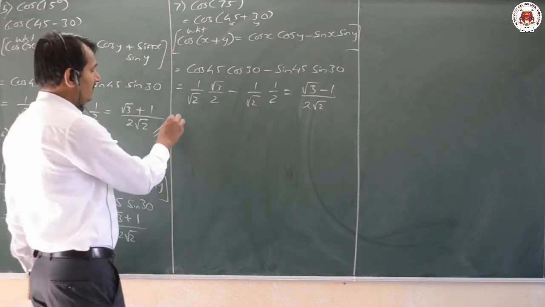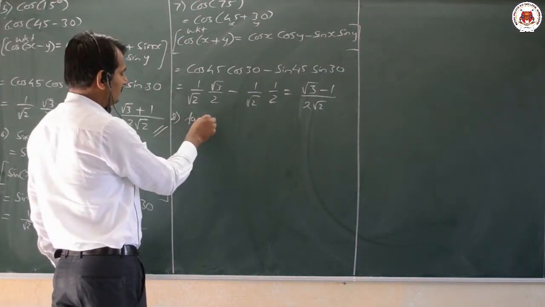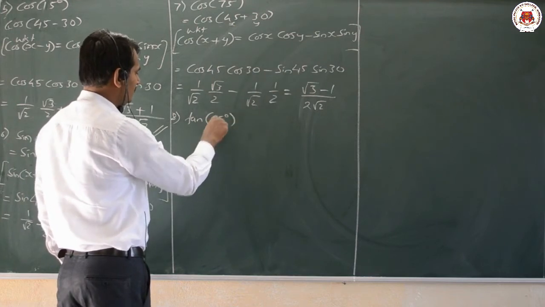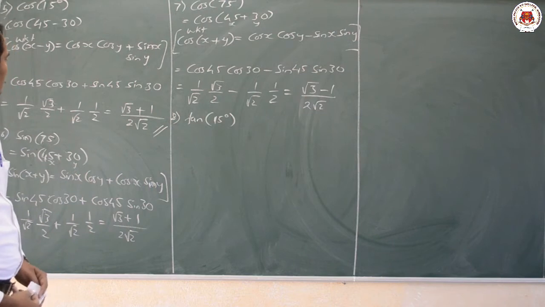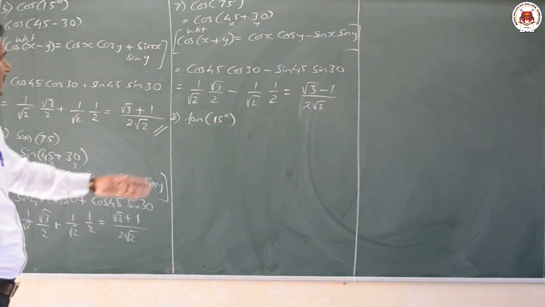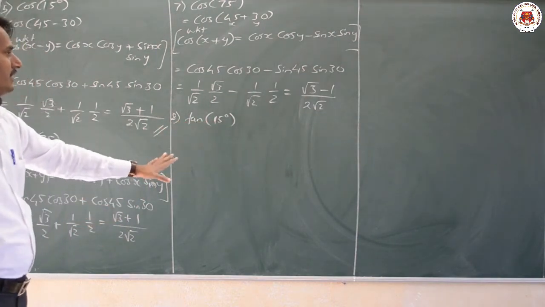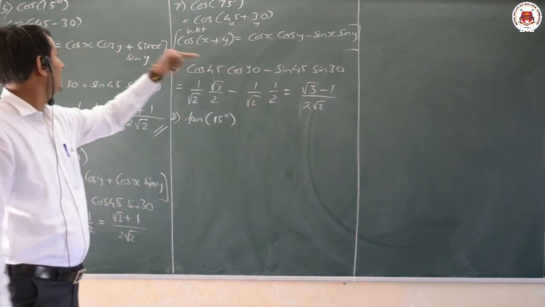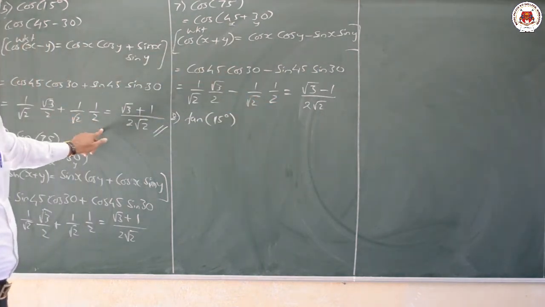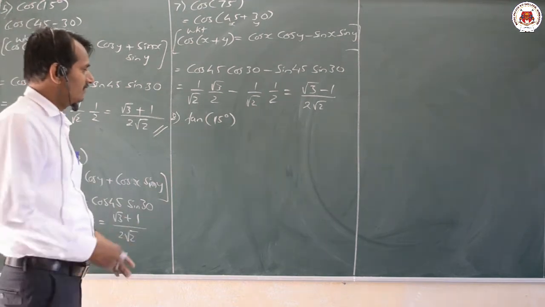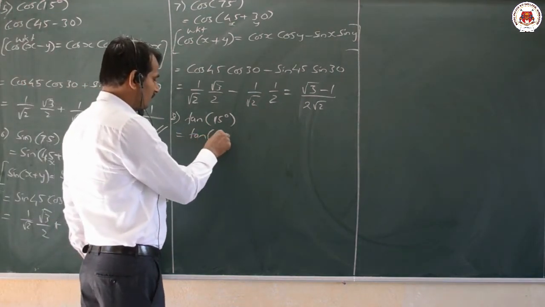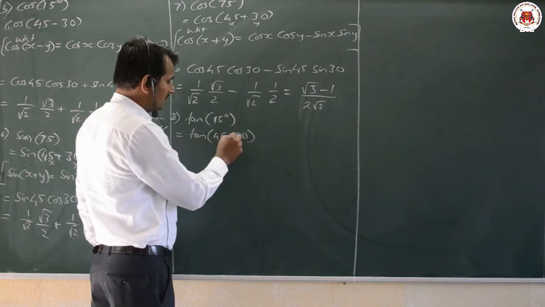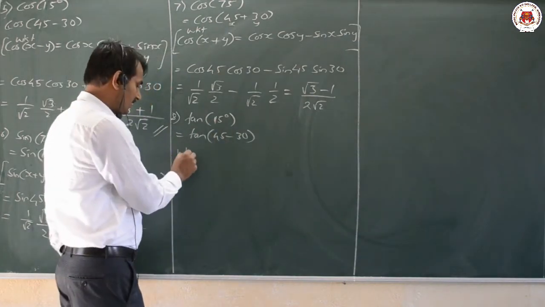Now, let us begin with the next one, the 8th one, that is tan 15 degrees. Tan 15, there are two methods of solving it. One is by making use of sin 15 by cos 15, that is sin 15 divided by cos 15. Or else I can write it as tan of 45 minus 30, tan of x minus y. What is the formula?